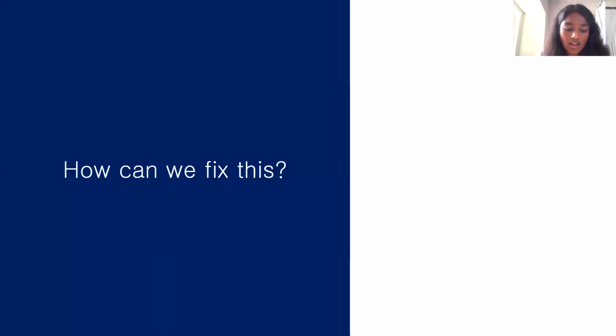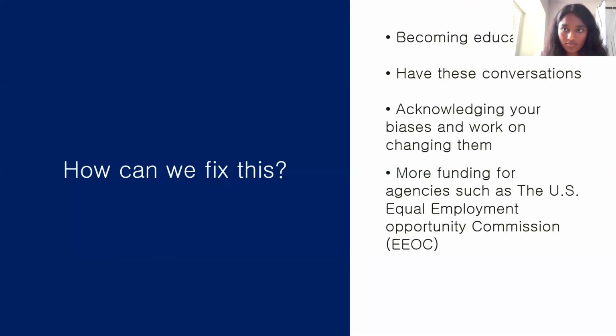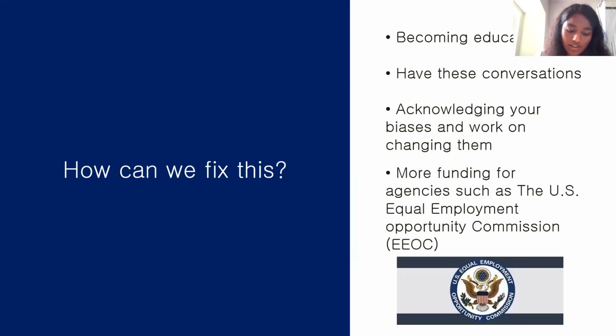How can we fix this? We can become educated, have these conversations and acknowledge our biases and work on changing them. This may seem as a simple answer. However, studies have shown many people really don't understand what they're doing and what they're saying and how it can be racist in its effects in society. Having these conversations and bringing these types of situations to light is an important mechanism to nurturing and teaching others how to coexist with others and represent their values in their value systems and their ethnicity.